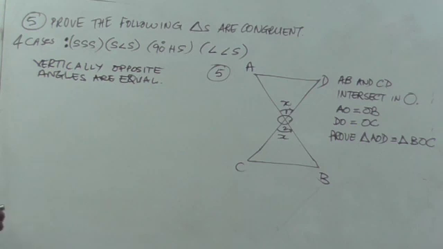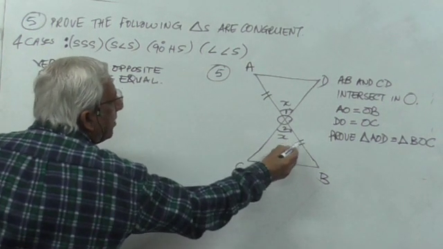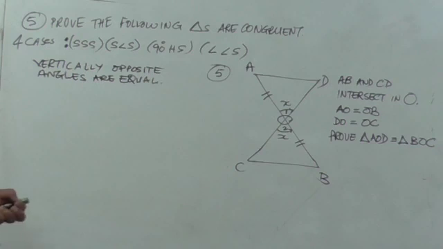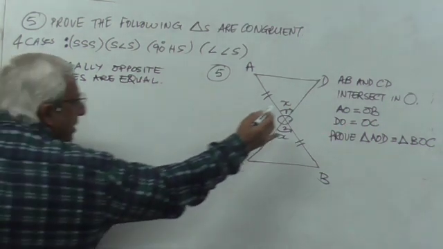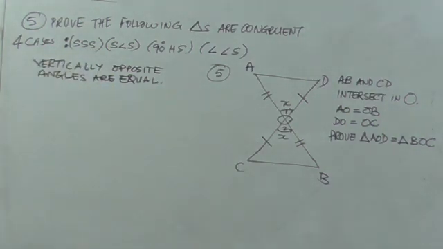Now, let's see what else. We are told that AO is equal to OB, and then you are told that DO is equal to OC. You are told that this is equal to this. And now you study the diagram carefully. You can see you've got a side, angle, and a side.